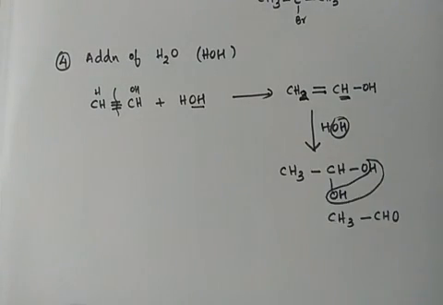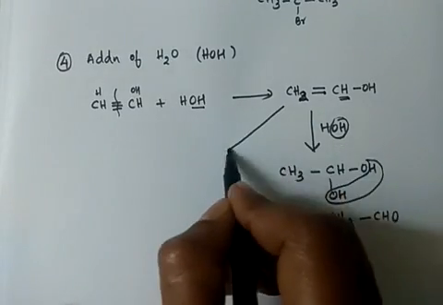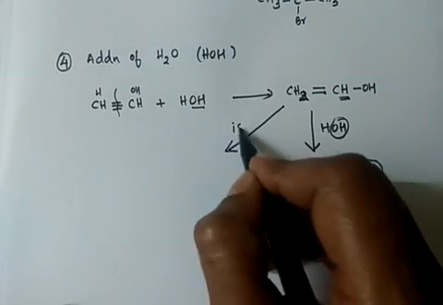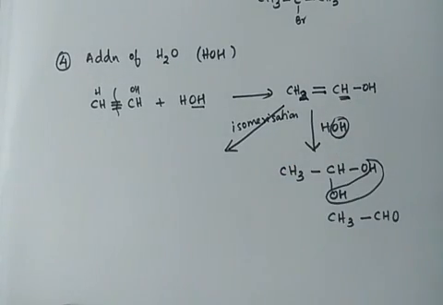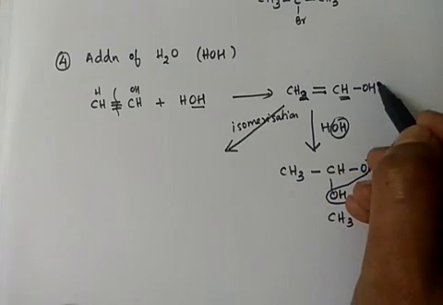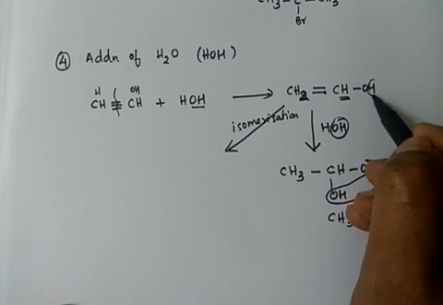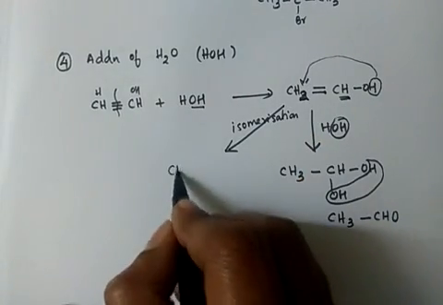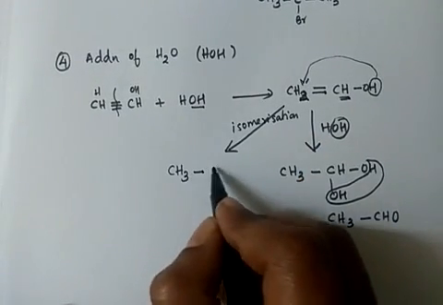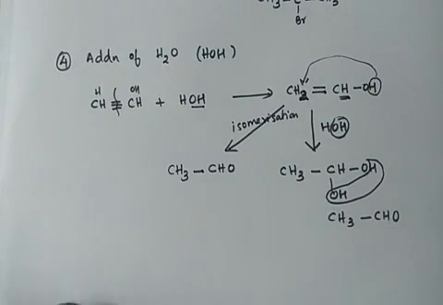This is one of the methods, or this can directly undergo isomerization. This hydrogen can move to this carbon and form CH3 single bond CHO. Aldehyde can be formed by isomerization also. Okay, clear? The next is the polymerization reactions.